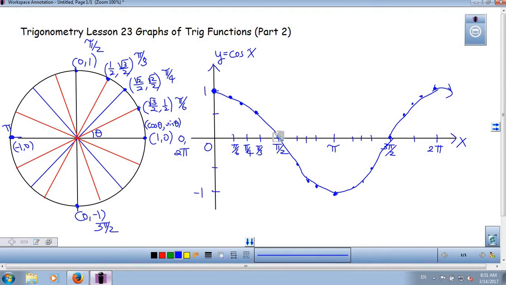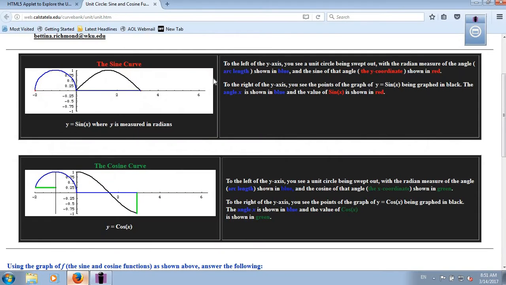Okay, all right. Now let's take a look at some websites from the internet, and see how they demonstrate this using animations. Alright, so this is a website from web.calstatela.edu. It's a curved bank unit circle. As you can see, it has two graphs. On the top here, it illustrates what the sine graph looks like, how the sine curve develops.